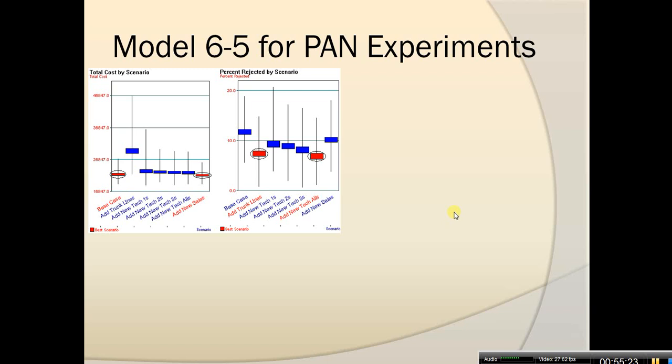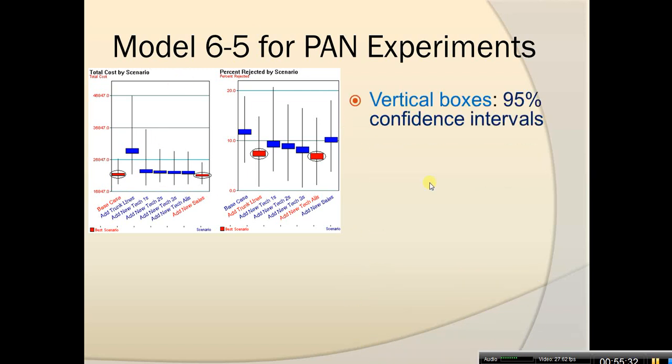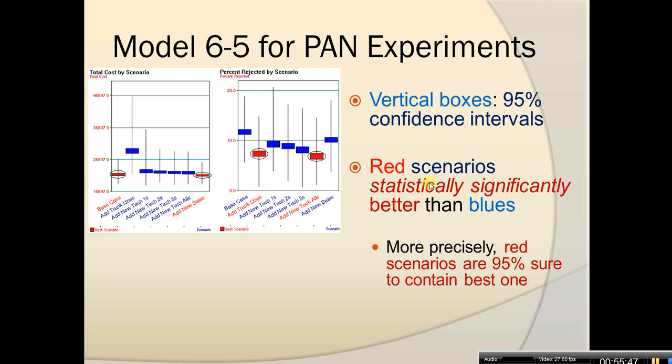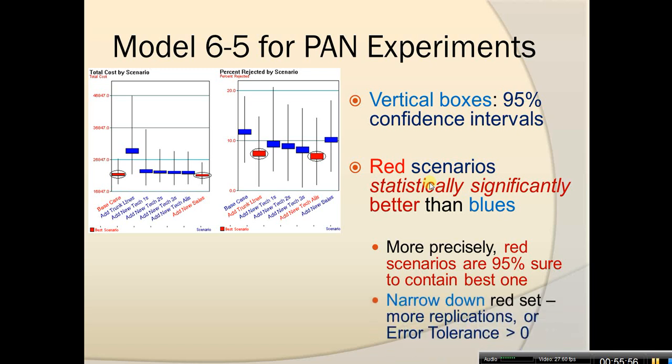Now that I showed you how to do that in Process Analyzer, let's look again at the results. These are the results that have been produced. To understand it better, the vertical boxes are 95% confidence intervals, and the red scenarios are statistically significantly better than the blue ones. That's what I was explaining. More precisely, the red scenarios are 95% sure to contain the best one. And to narrow down the red set, you need more replications, or an error tolerance greater than 0.